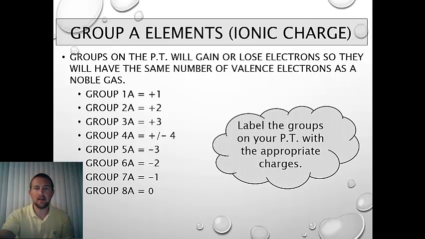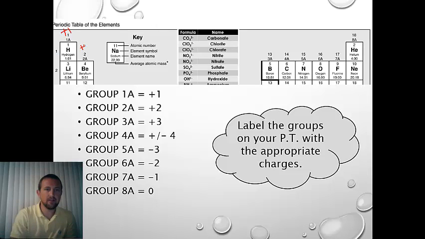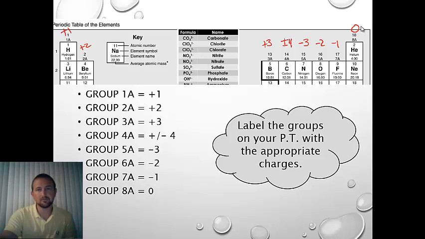So what you can do now is you can label the groups on your periodic table with the appropriate charges. What I mean is group 1A ought to have a plus 1 charge. Group 2A should have a plus 2 charge. Group 3A, plus 3, plus or minus 4, minus 3, minus 2, minus 1, and of course 0. So make sure you label that on your periodic table.